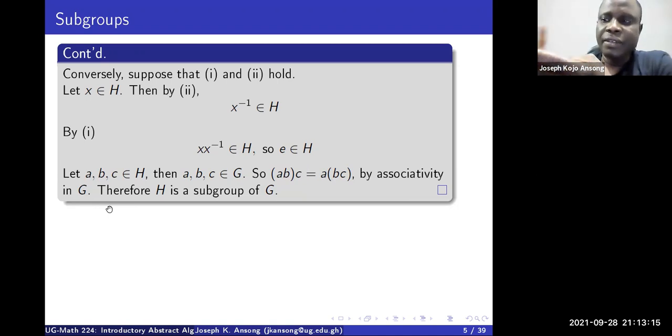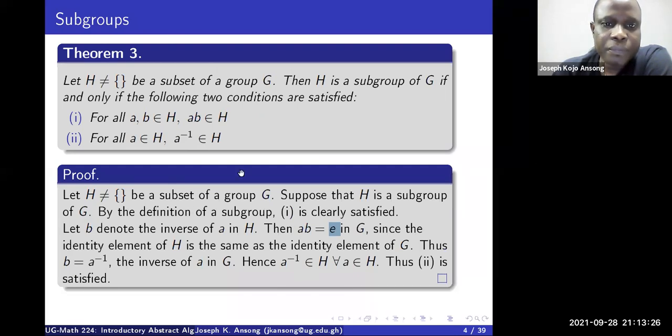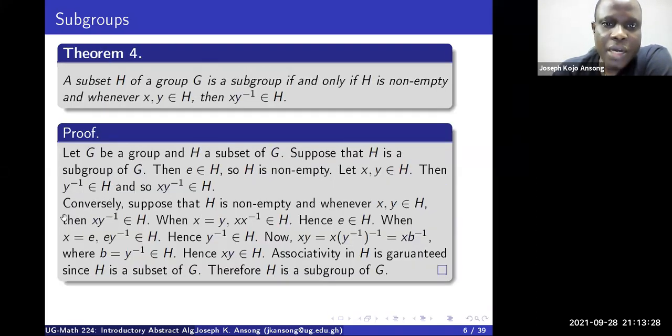H has an inverse for every element. H has an identity element. Therefore, H is a subgroup. So we have proved this theorem. Good. The other important theorem is this one. A subset H of a group G is a subgroup if and only if H is non-empty, and whenever X, Y is in H, then X times Y inverse is also an element of H.